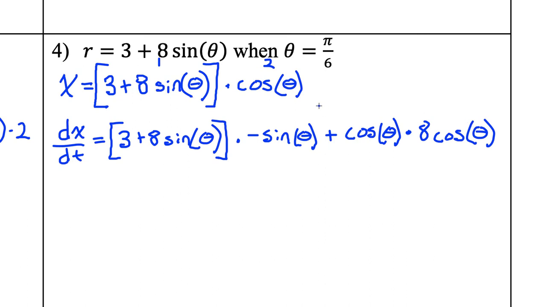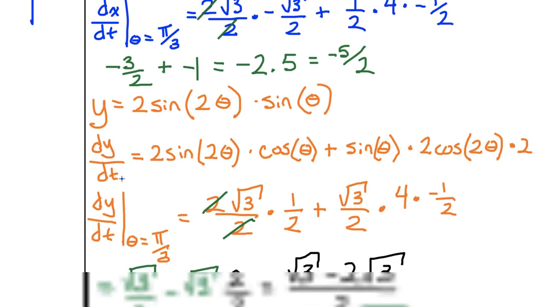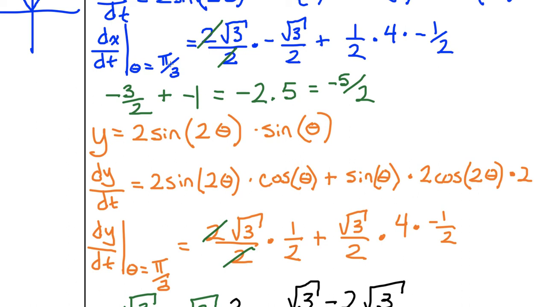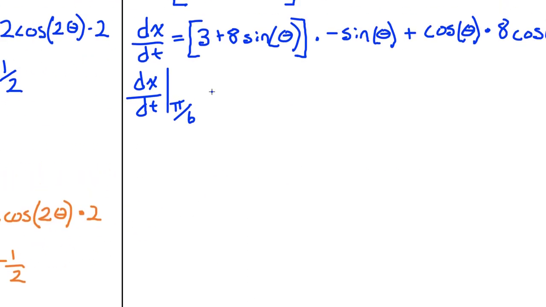So plugging in dx dt. This is the only way that I know of in notation to say, hey, I'm plugging in pi over 6. You can either just write pi over 6, and that's probably the fastest way of doing it because there's only one variable to plug in for. I was being overly cautious by saying theta is pi over 3. There's only one variable, so it's pi over 6 in this case. So when I plug in pi over 6, what happens?